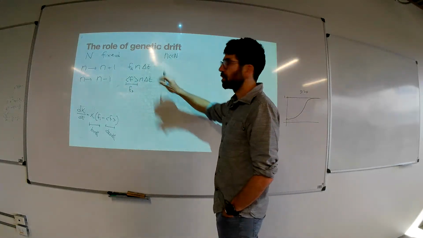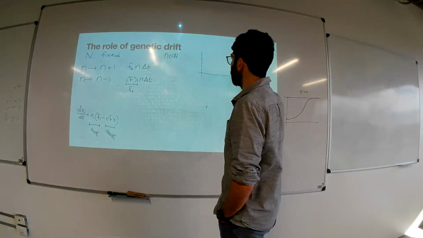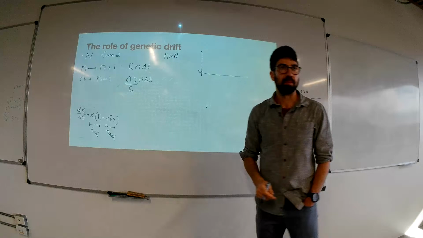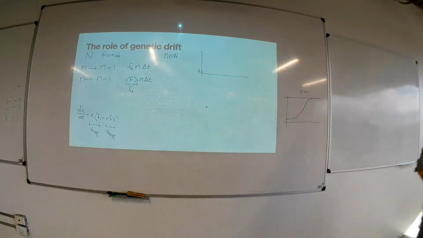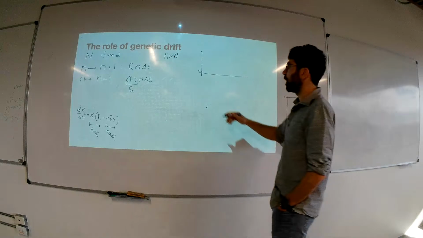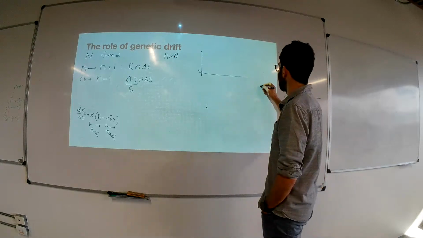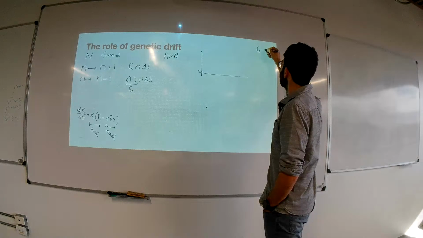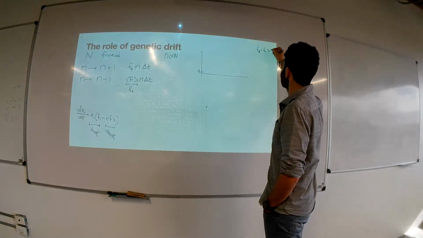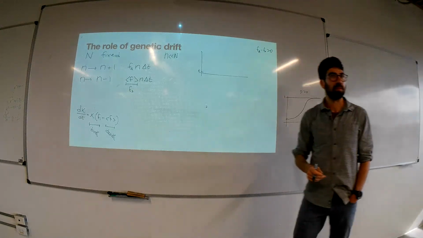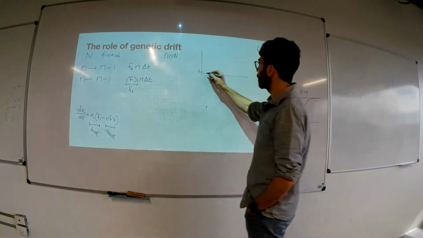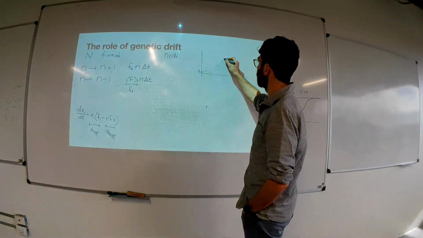So I have this process, right? And I have my mutant, and let's say that the mutant starts from 1. And this mutant has an advantage, so FA minus FB is positive. So on average, what I expect is that this grows, right?